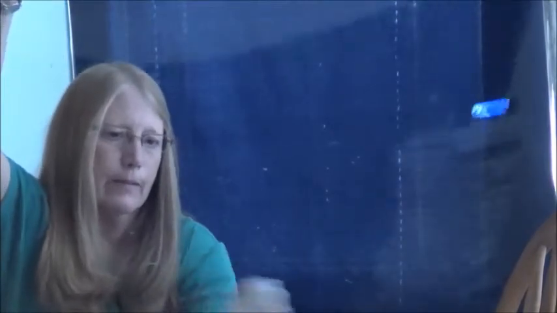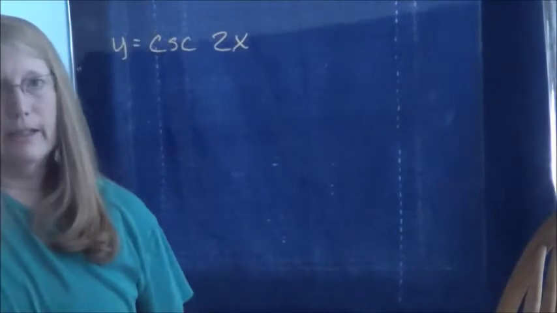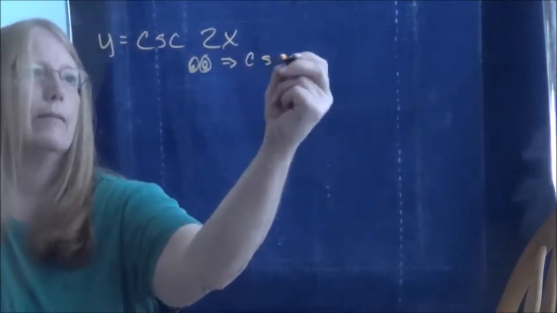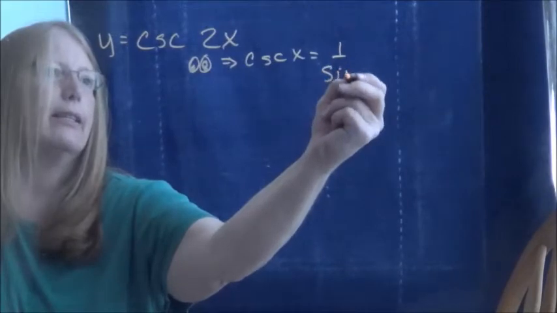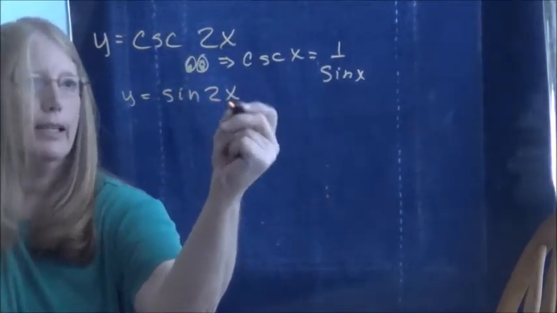Don't wait for me. Don't be polite. Just barge on ahead. Y equals cosecant 2x. All right, let's see if I can catch up to you. All right, to graph that, your helper function is, well, since cosecant x equals 1 over sine x, we are going to graph y equals sine of 2x to help us out.